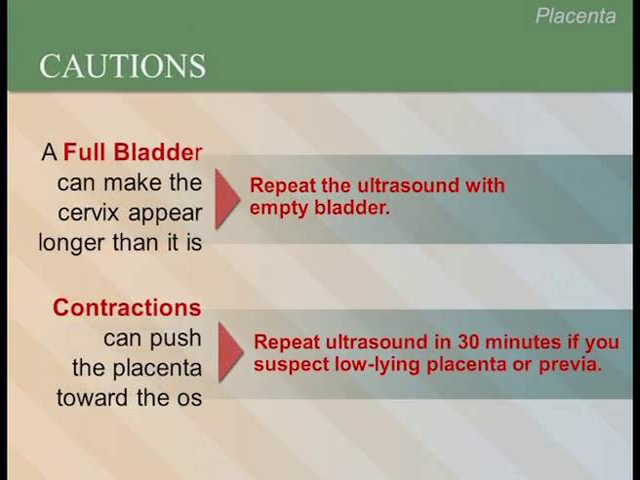Be aware that some conditions can distort how the placenta is truly positioned. For example, a full bladder can make the cervix appear longer than it is. If the bladder appears full, ask the patient to empty her bladder and then repeat the ultrasound. Also, contractions can push the placenta towards the internal os. If you suspect a low-lying placenta or previa, repeat the ultrasound in 30 minutes when there are no contractions.